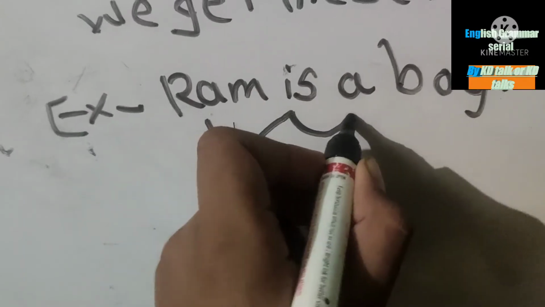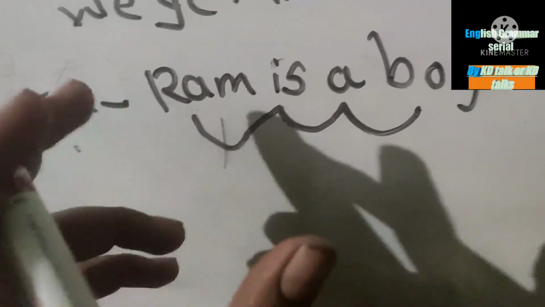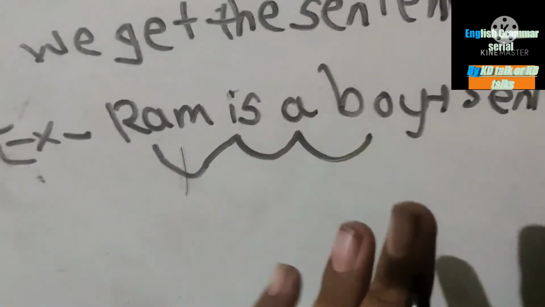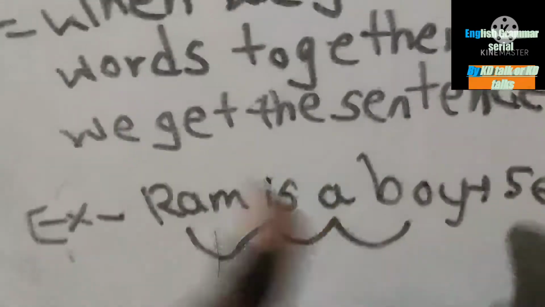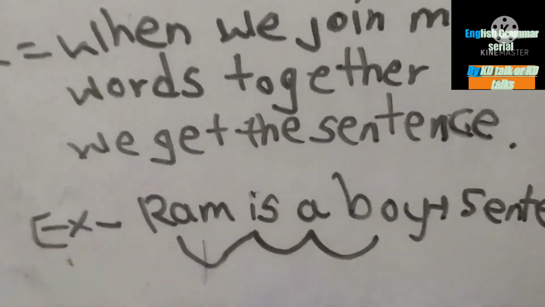In this sentence you see that Ram is one word, is is one word, a is one word, and boy is one word. And when we join these words together, we get the sentence, Ram is a boy. So therefore I can say that when we join many words together, we get sentences.